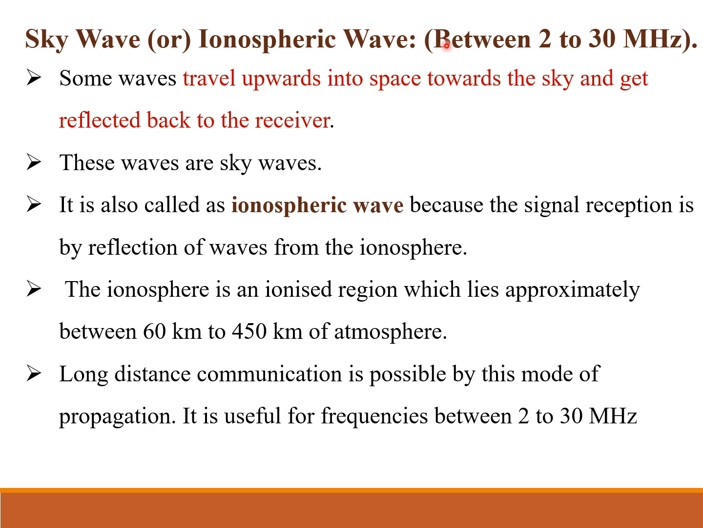Sky wave or ionospheric wave propagation. Here the waves travel upwards into the sky from the transmitter. They get reflected at the ionosphere to the receiver, and hence the name ionospheric wave. They are also called sky waves. Why? Because the signals travel deep into the sky. It is also called ionospheric wave because signal reception is by reflection of waves from the ionosphere, as I told you earlier. Generally, the ionosphere is an ionized region where ionization takes place because of the presence of sun rays, and it is approximately 60 kilometers to 450 kilometers above the Earth's surface. Long distance communication is possible by this mode of propagation, and it is useful for frequencies between 2 to 30 megahertz.